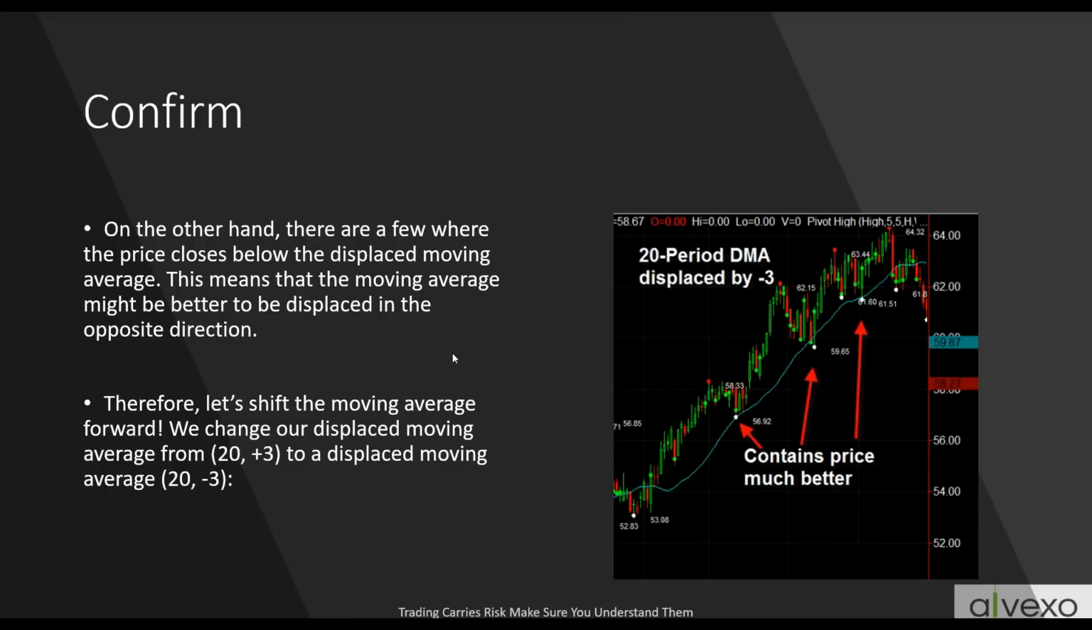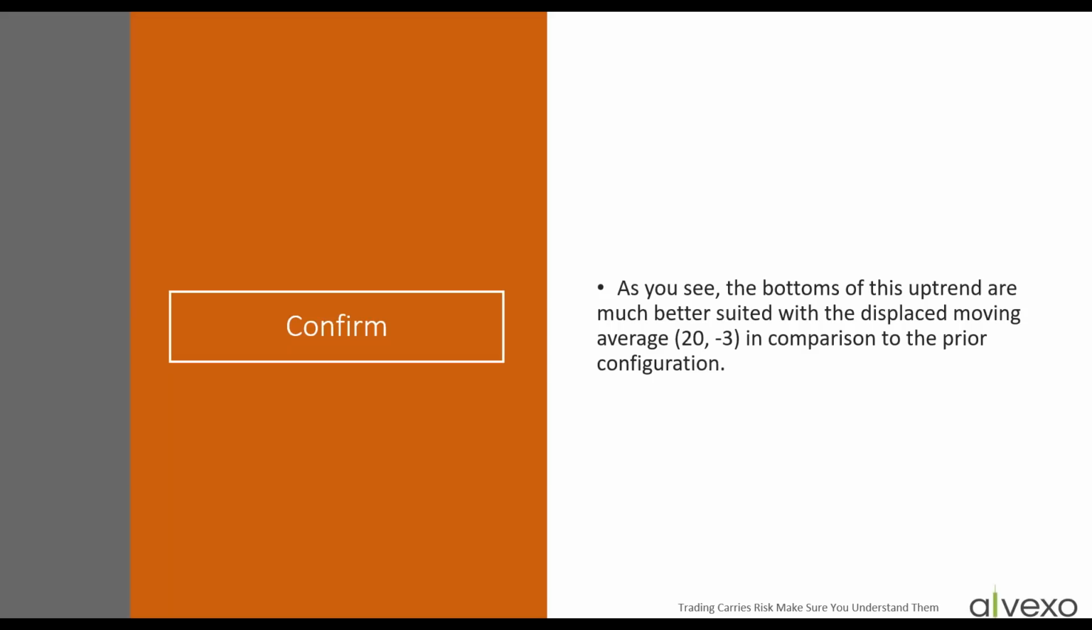Therefore, let's shift the moving average forward. We change our displaced moving average from 20 and 3 to moving it to 20 minus 3. Because that's another thing we can do, we can shift left or right. Most of us automatically shift to the right, adding periods forward. But there's been some interesting testing about shifting it to the left instead.